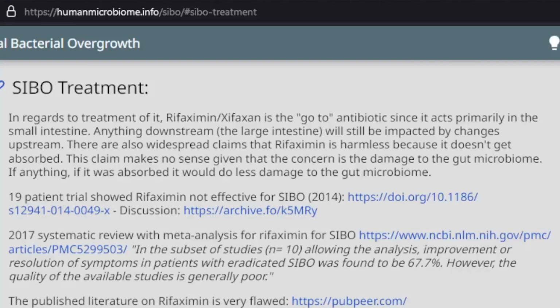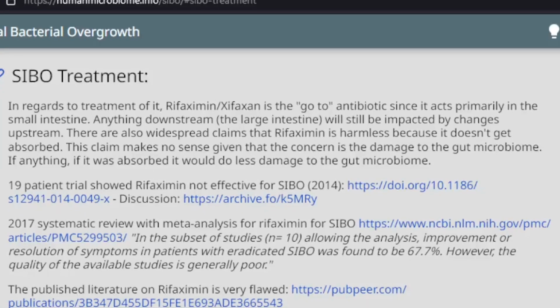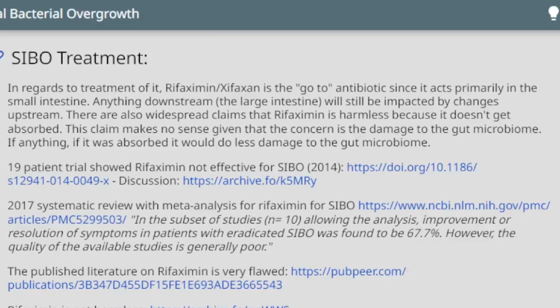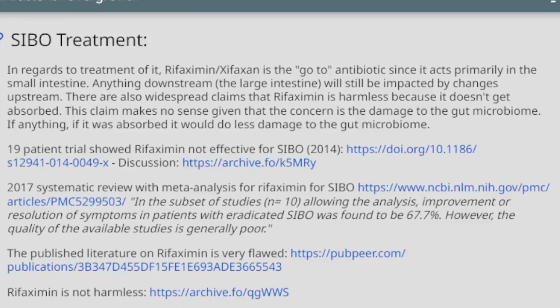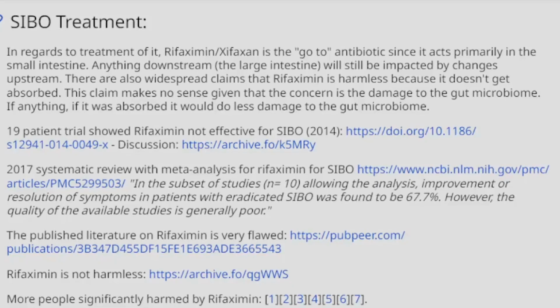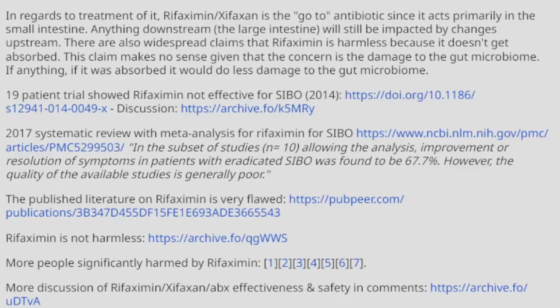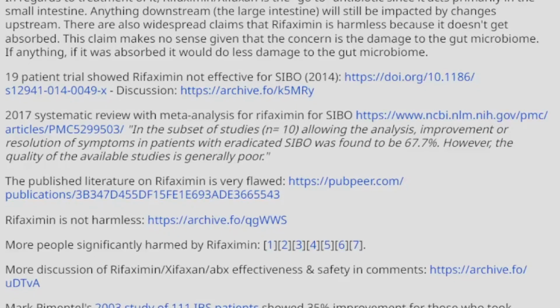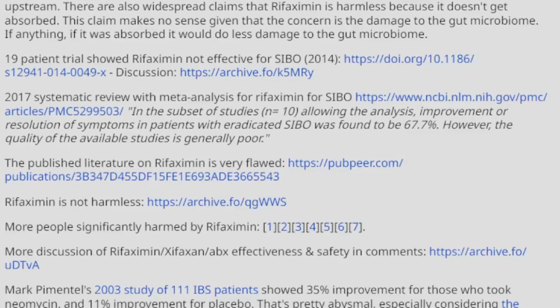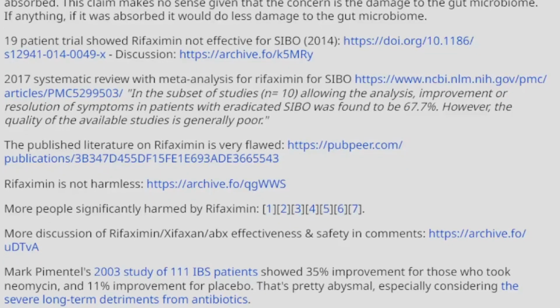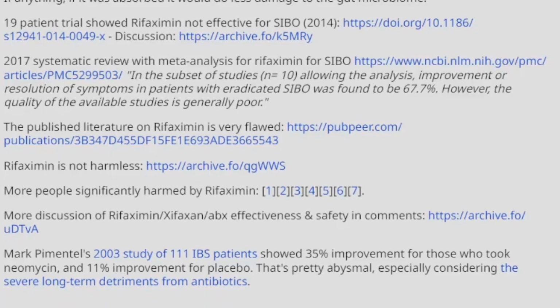Rifaximin is one of the most recommended and used antibiotics for treating SIBO, but the evidence for it is poor. Some of the studies people cite for claims that rifaximin is harmless, if not beneficial, are extremely poor quality. One of the marketing talking points is that rifaximin doesn't get absorbed and is therefore safer. But if it's not absorbed, then it's staying in the gut where it continues to harm the microbiome.